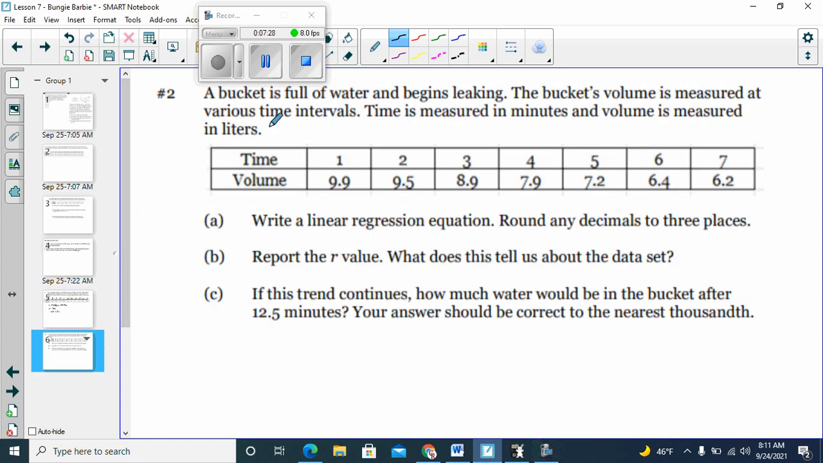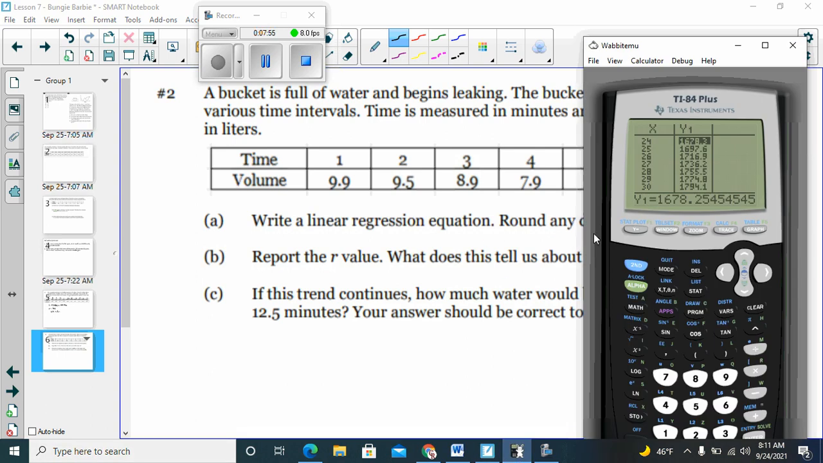Number 2, similar problem, different setup. It says a bucket is full of water, begins leaking. The bucket's volume is measured at different times. It gives us the time measured in minutes as well as the volume of water that is in the bucket measured in liters on our table here. And then asks us similar questions. It wants us to find the linear regression equation, report the R value, and then make a prediction.